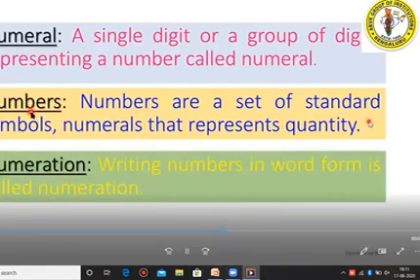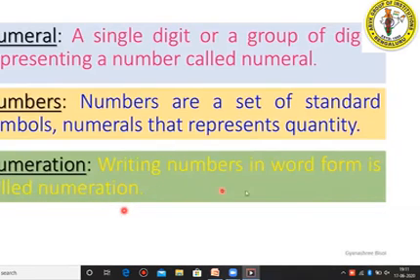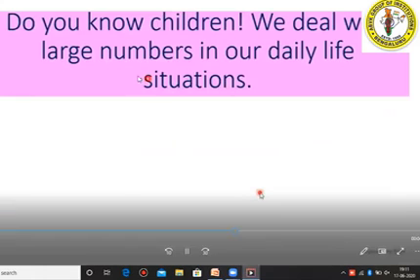Next is numeration. Writing numbers in word form is called numeration. So, do you know?